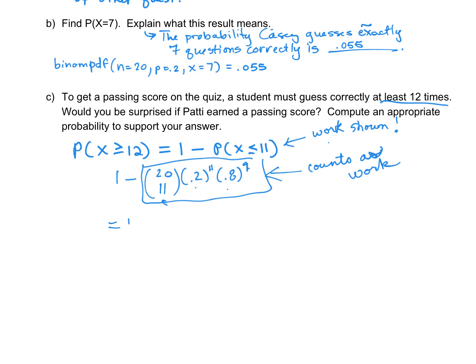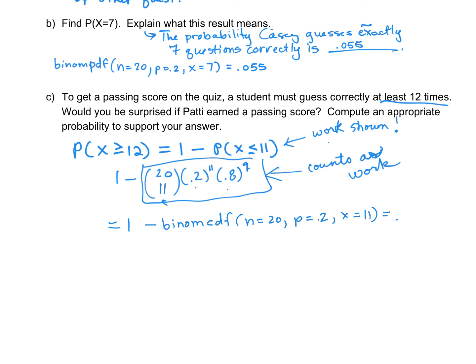So to solve this, we would do 1 minus binomial CDF, n equals 20, p equals 0.2, and x equals 11. What's the answer? 4.096 times 10 to the negative 9th power.